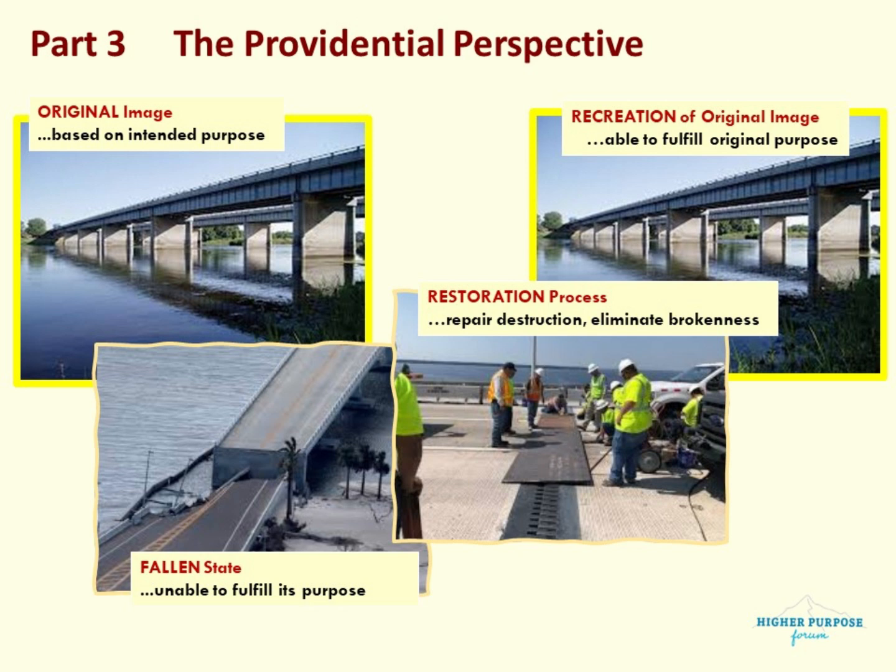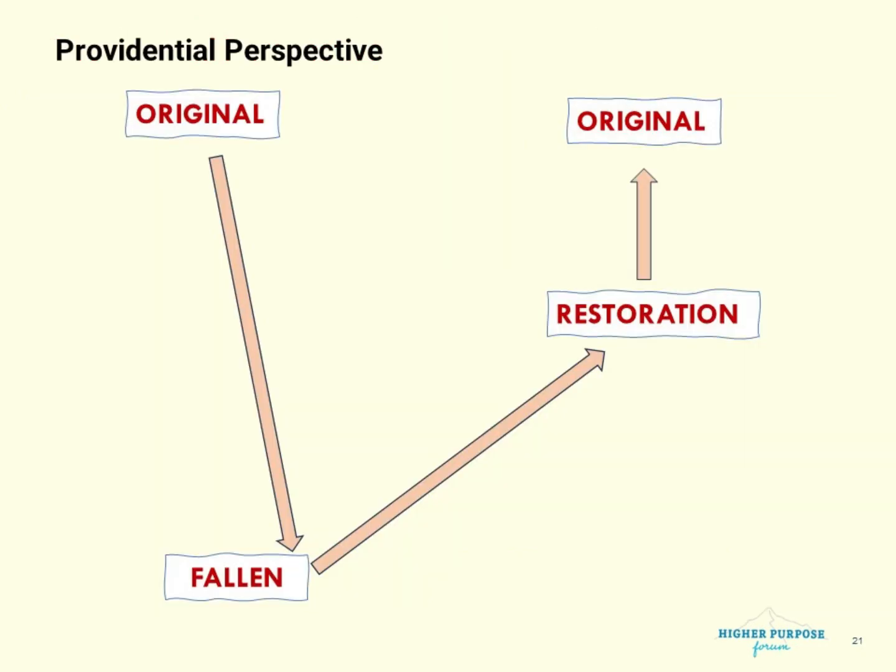So there's 4 phases in this story. There's the original design of the bridge, there's the fallen condition, there's the process of restoration or renovation or recreation, and then there's the return to the original functionality of the bridge. So this is sort of an analogy of the way providential history is understood. There's an original condition as God originally intended. Then something took place in history that caused a fall or a fallen condition of contradiction and dysfunction in the world. And since that time, there's been a gradual process underway of restoration, an attempt to restore the world back to its originally intended condition.